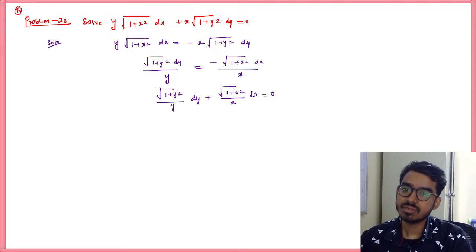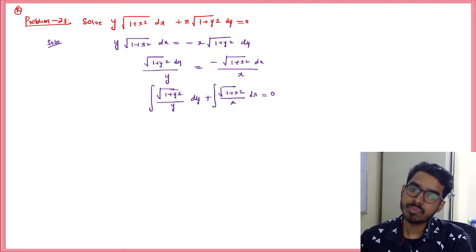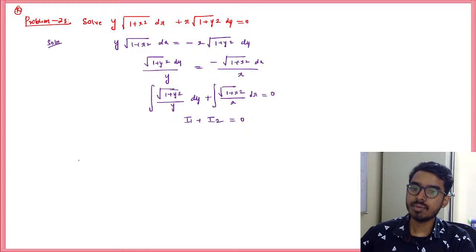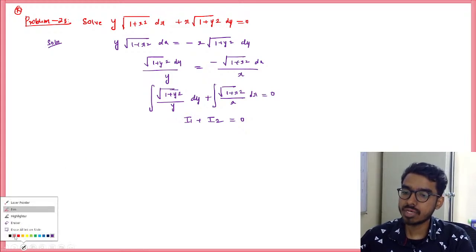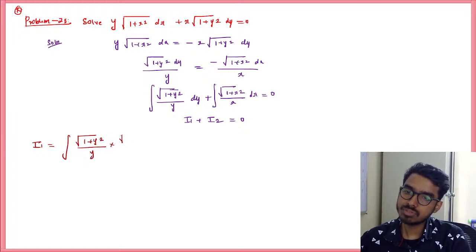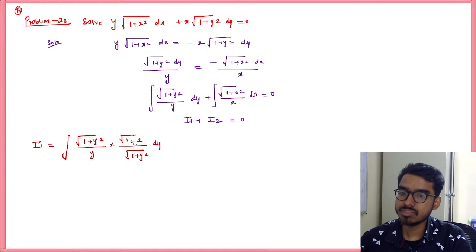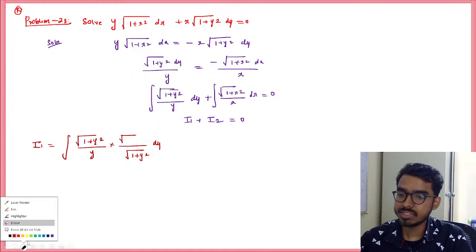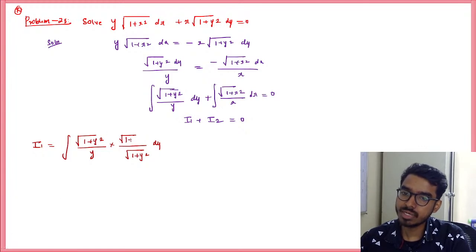Now integrate this. Let us call this I1 plus I2 is equal to 0. Now we need to find the value of I1 and I2. Interesting. So we have I1 equal to integration of root of 1 plus y square by y dy. What I'm going to do is multiply and divide by root of 1 plus y square. Why I'm doing this? Because you come to know very quickly.